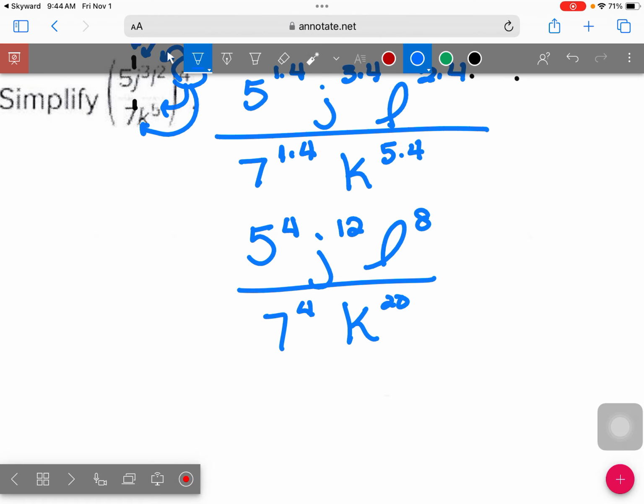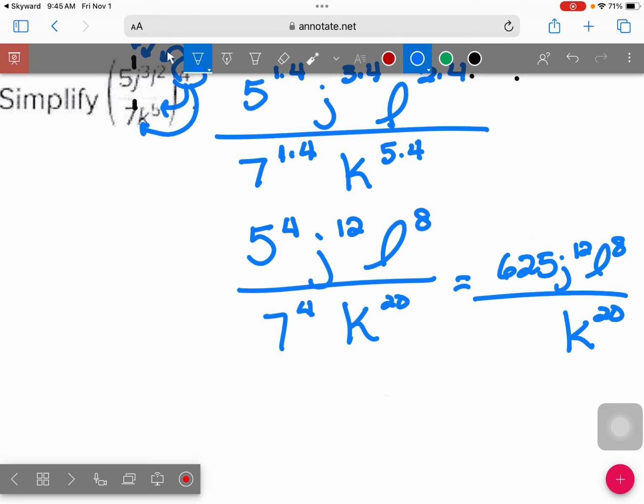5 to the 4th is 625, j to the 12th, L to the 8th, all divided by whatever 7 to the 4th is. Okay, homework due on Monday. Yes, you're going to have to work on the weekend.